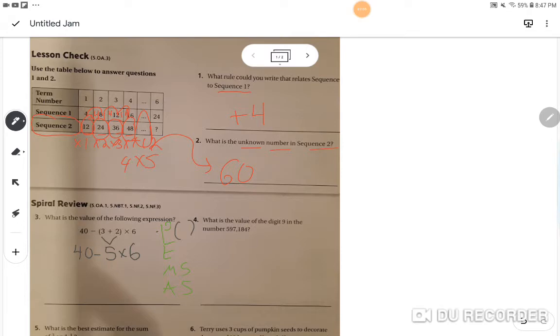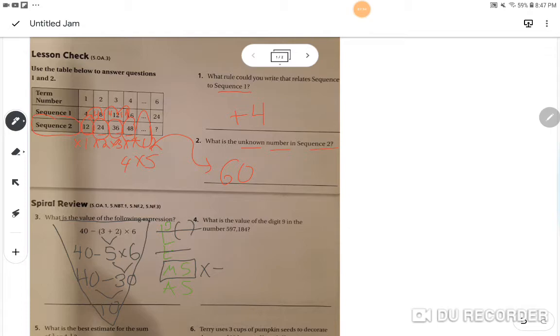So parentheses, done. Are there any exponents? No. Is there any multiplying or dividing? Yes, there is. Yes, sir, right here. So we make a V from that. 5 times 6 is 30. Pull everything down. We have 40, take away 30. One more V. What's 40 take away 30? Get 10. You can make your V or your pizza or your Dorito. There's your order of operations.